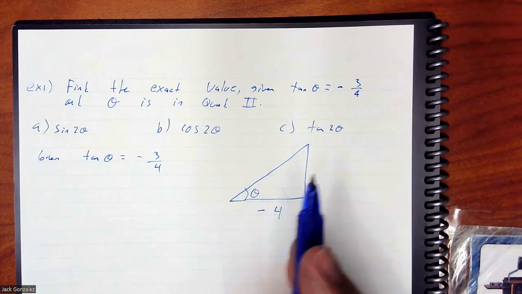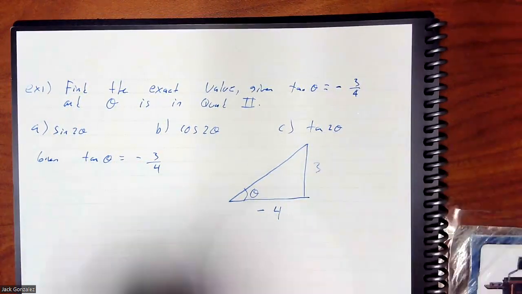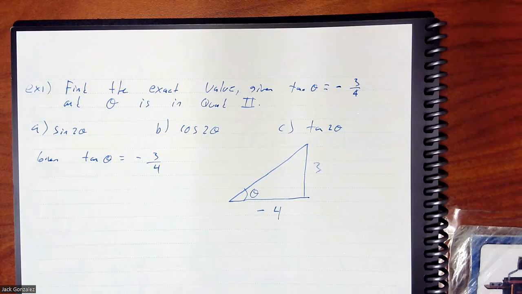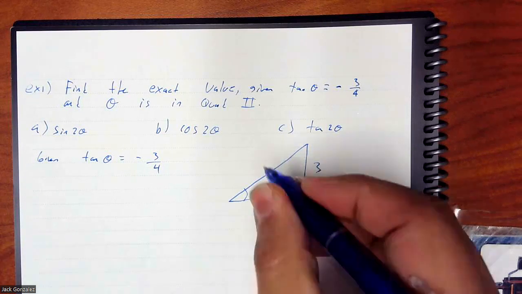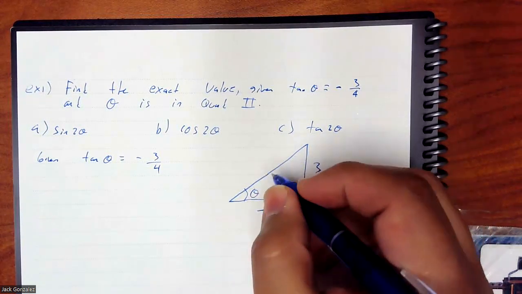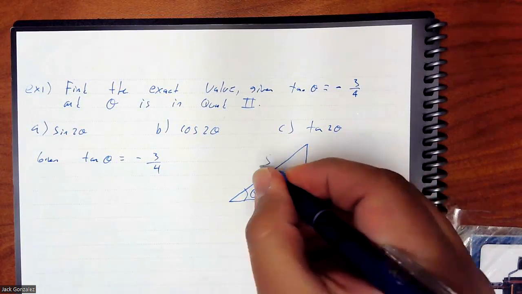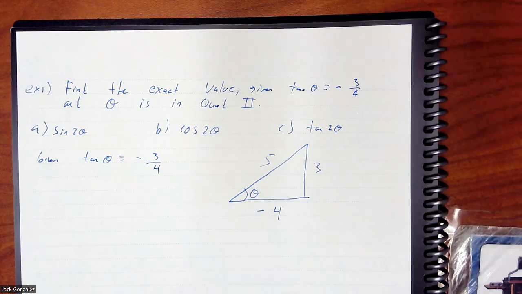So once we know where the negative goes, the other one is going to be the opposite side, and it's going to be positive. Hypotenuse is never negative, so that one's going to be positive, but we don't have it. So solve for hypotenuse. This is one of the special triangles. What do you think the hypotenuse is? Right. And if you solve for it, it's going to be 5.